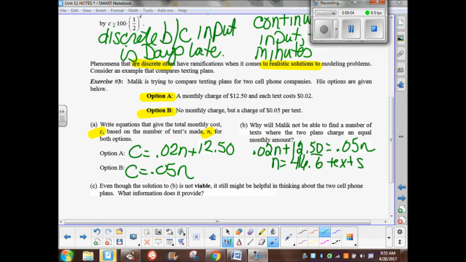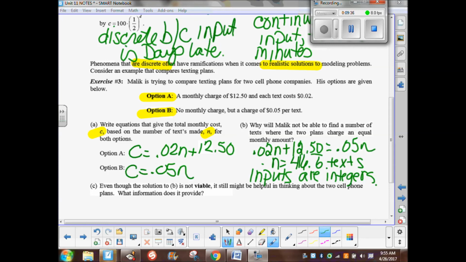Why will Malik not be able to find the number of texts for two plans equal a monthly amount? Think about the context of the problem. Texts, or inputs, have to be integers. Inputs, which are texts, are integers, whole numbers specifically, here.